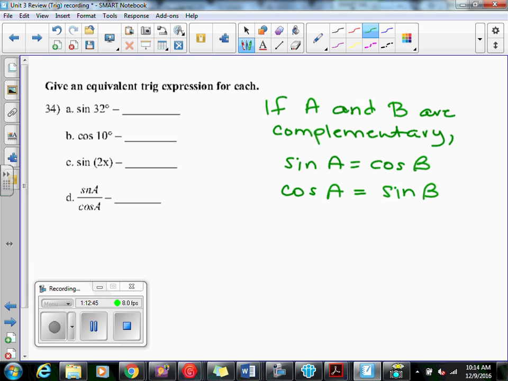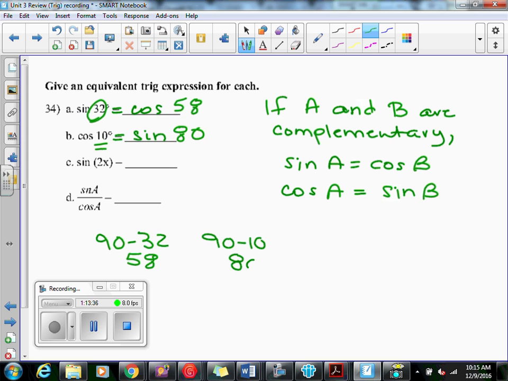So for number 34A, the sine of 32 degrees is equal to the cosine of 90 minus 32, which is what? 58. So don't forget, you do 90 minus that angle, which is 32. 90 minus 32 is 58. So the sine of 32 is equal to the cosine of 58. All right, so on this one, the cosine of 10 is equal to the sine of what? 80. Whatever this angle is, subtract it from 90. So the angle is 10, so 90 minus 10 is 80. So the cosine of 10 is going to equal the sine of 90 minus 10, which is 80.